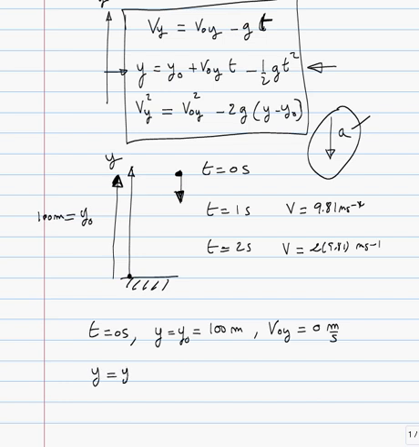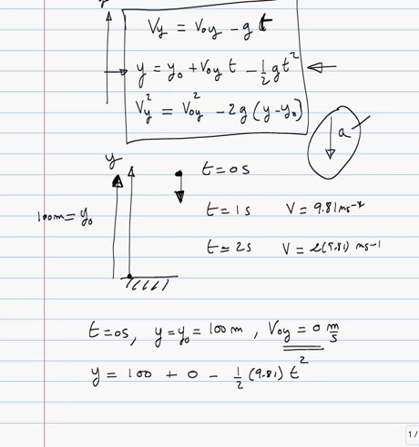y is equal to y naught. In our case, y naught is 100 meters, so let's put it in. Plus v naught y. In my particular case, I decided to let the object drop, therefore this term is 0. Minus 1/2 times 9.8 times t, and this t is being squared.